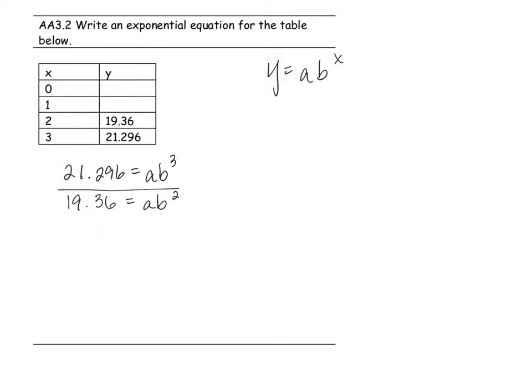I forgot to finish my thought over here. A is our starting value. It's our y-intercept. It's where x equals 0. So that is the value right there that we don't know yet. B is our multiplier, and I'm going to show you how to get that right now.